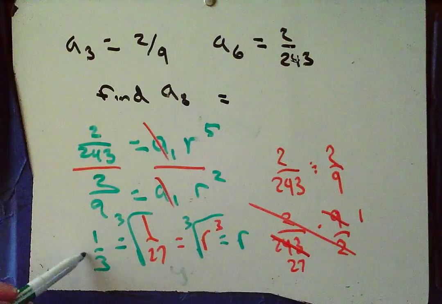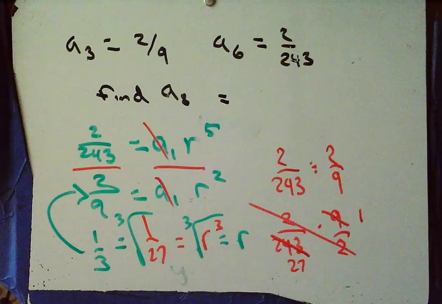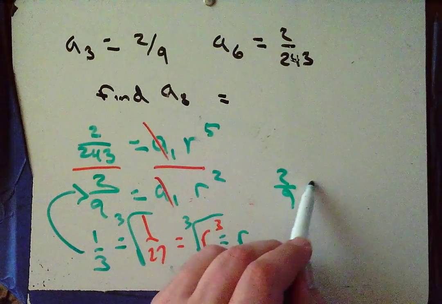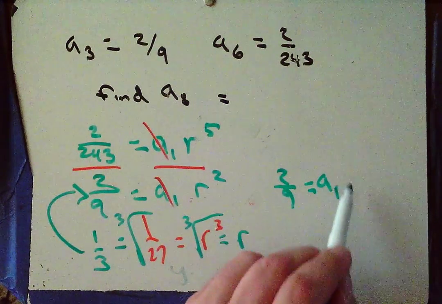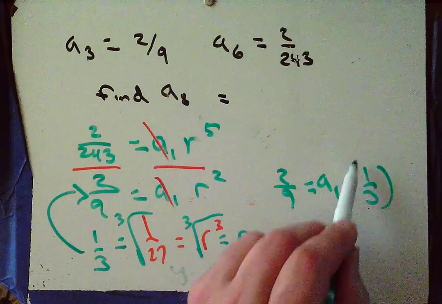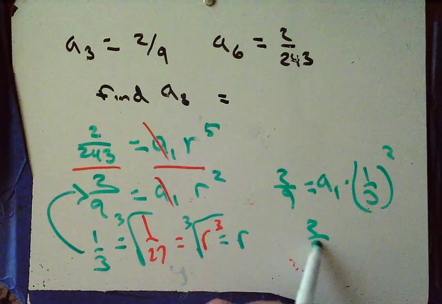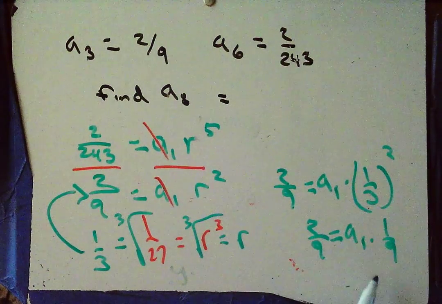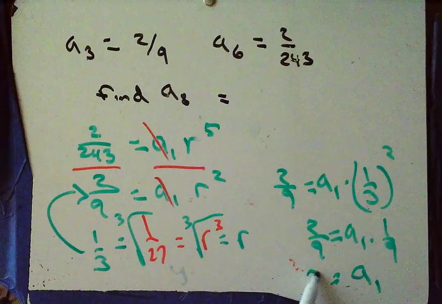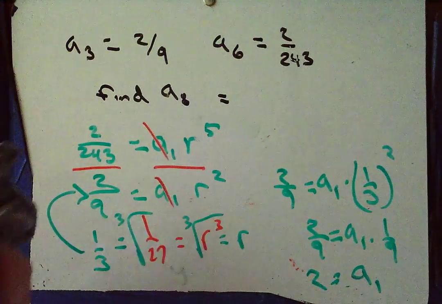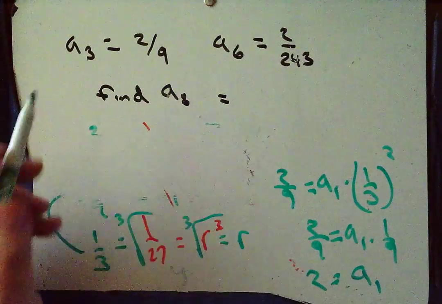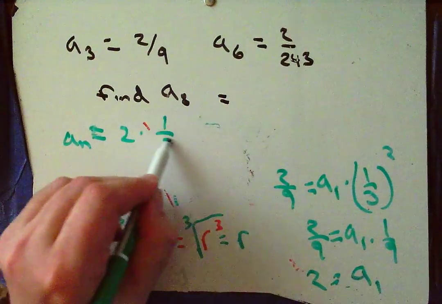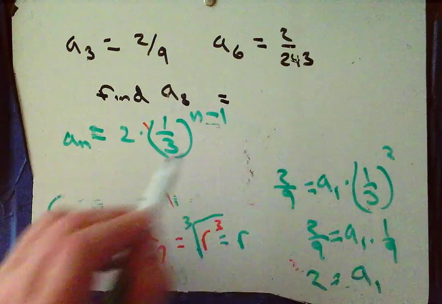And now that we know what r is, we can plug that back into one of these equations, it doesn't matter which, to find a sub 1. So 2/9 equals a sub 1 times 1/3 to the 2nd, or 2/9 equals a sub 1 times 1/9. If I multiply both sides by 9, I get a sub 1 equals 2. And therefore my rule is going to be a sub n equals 2 times 1/3 to the n minus 1.